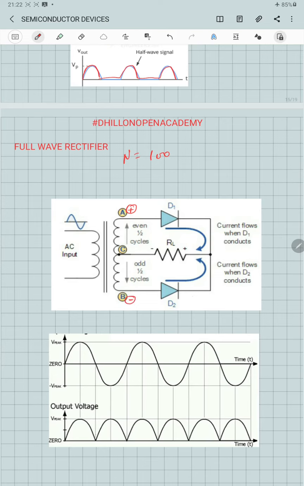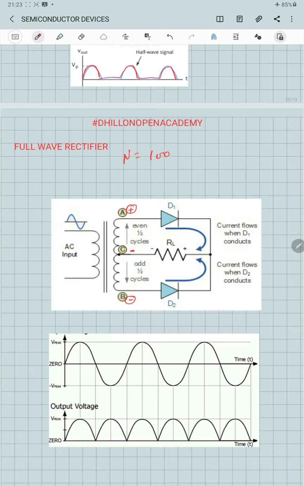In this case you can see the positive terminal of diode D1 is connected with the positive terminal of the secondary, whereas the positive terminal of the diode D2 is connected with the negative terminal of the secondary at the point B. Because point A is now acting as a higher potential point, any other point on the secondary coil will behave as a lower potential point. So C will also act as a lower potential point.